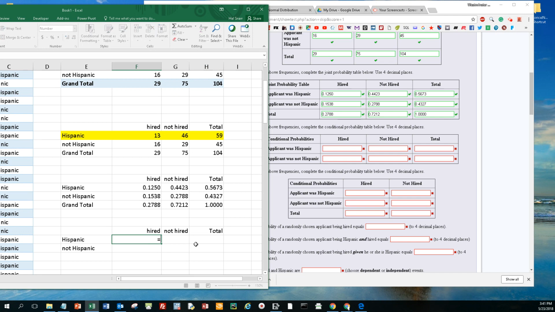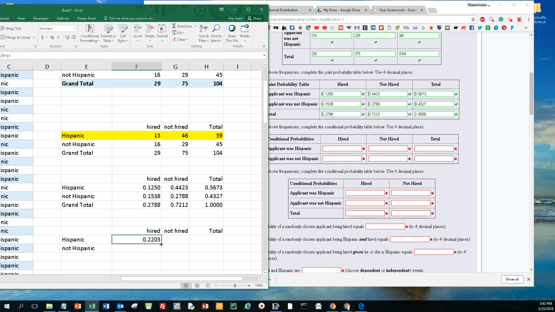So what we're going to do here is take the 13 hired Hispanics and divide that by the number of Hispanics. So this is the conditional probability of a Hispanic being hired. And then I'm going to freeze only column H. So I'm going to hit F4 once, twice, 3 times. And this freezes column H.